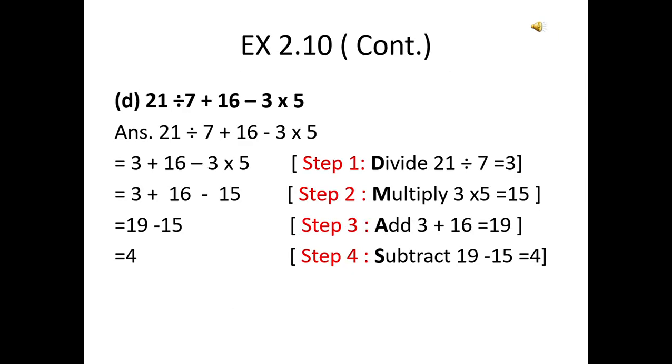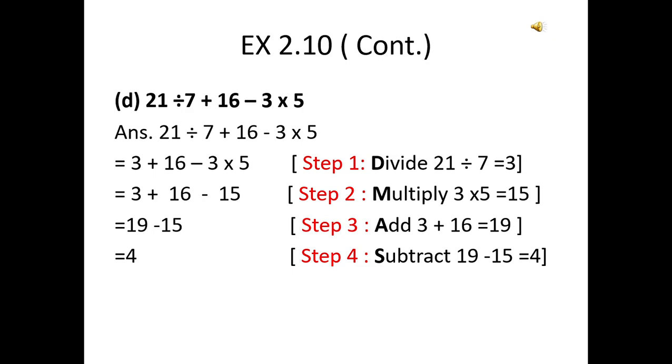Now the next one I am solving, 21 divided by 7 plus 16 minus 3 into 5. In the first step we will divide 21 divided by 7. What will we get? 3. So instead of 21 divided by 7, we will write the quotient, that is 3 plus 16 minus 3 into 5. Now in the next step, we are going to perform multiplication, that is 3 into 5.